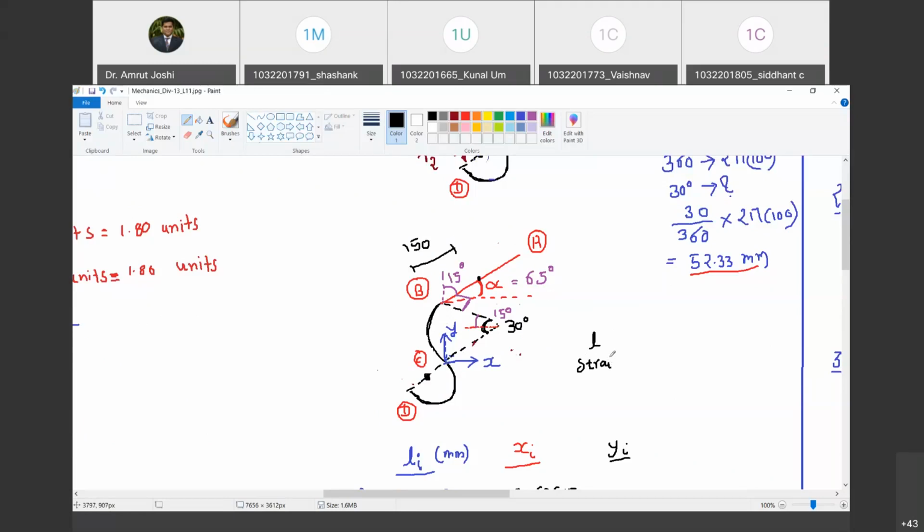Are you with me? Or I will call it the length of chord BC. So can I calculate the length of chord BC? How do I do that? I know R, this angle is 15 degree, so it is going to be R sine 15. Do you agree with me? Yes. So it is 100 sine 15 into 2.